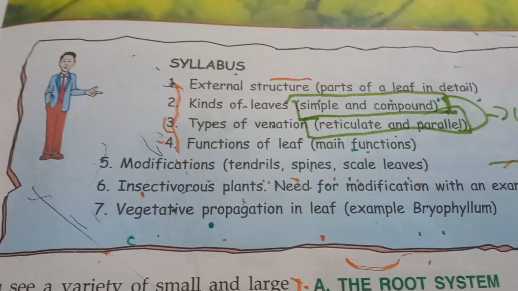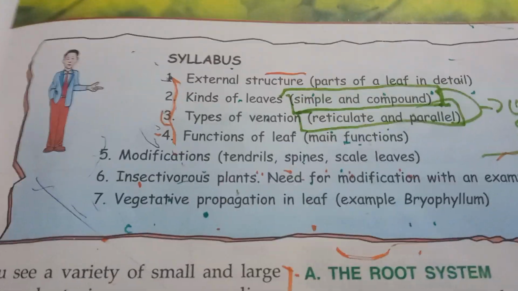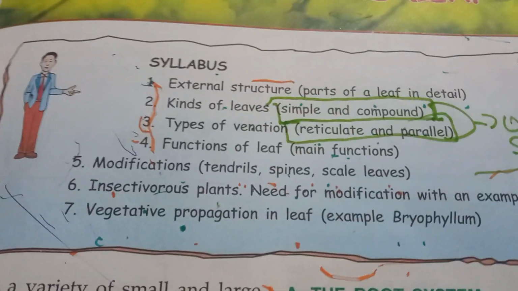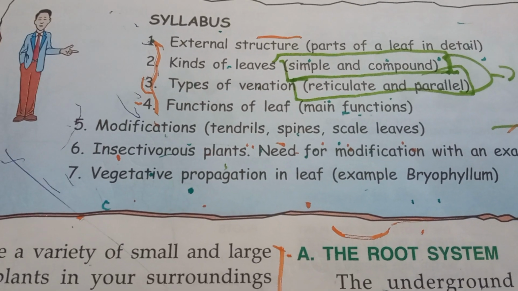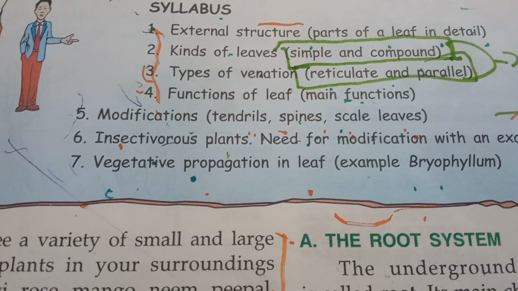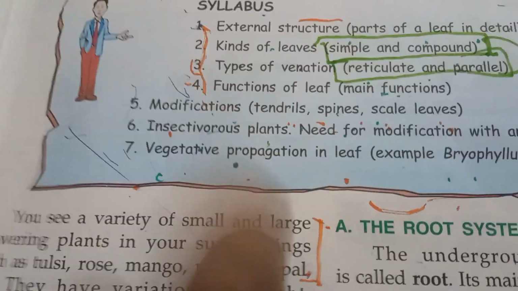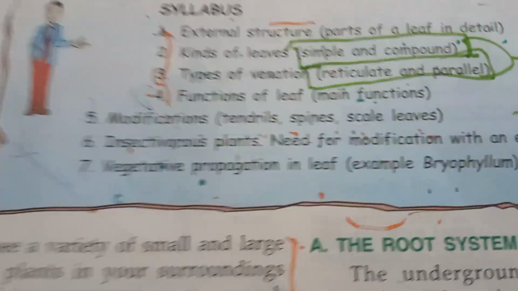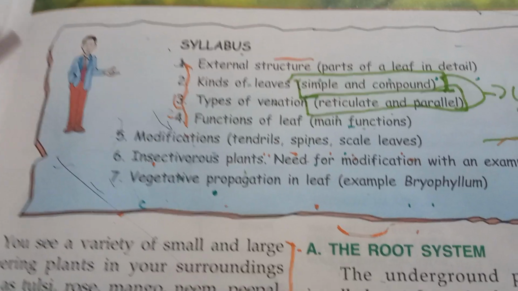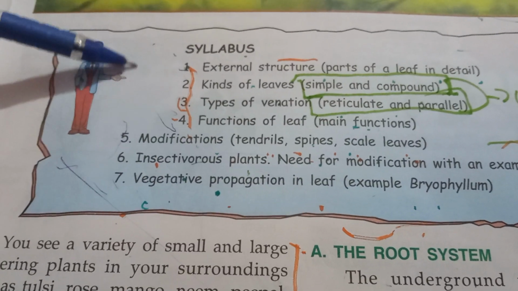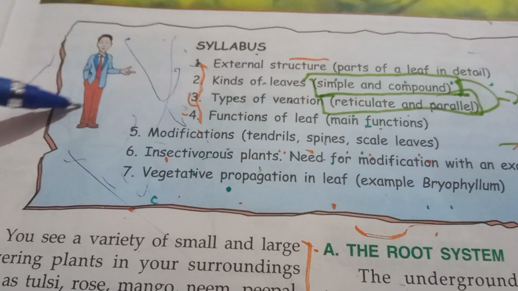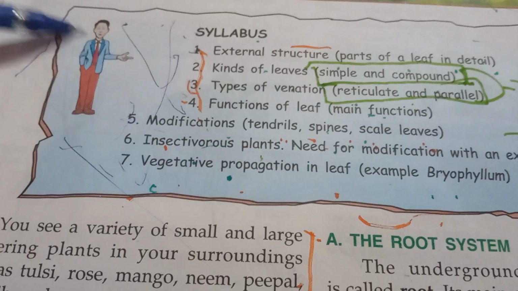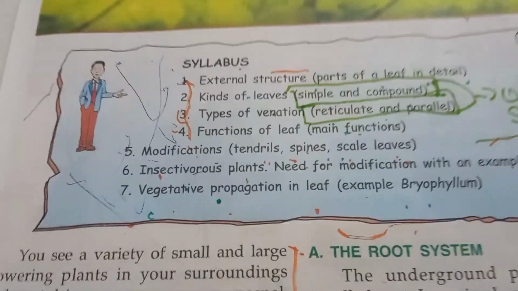Let's just check to make it clear. External structure of the plant or the leaf in detail we have done. Then kinds of leaf, simple and compound, done. Types of venation, reticulate and parallel, done. Then functions of leaf, the main functions, photosynthesis and transpiration, are also done. So I guess today's topic is completed. Four topics done. Tomorrow I will surely complete the three remaining topics as well.